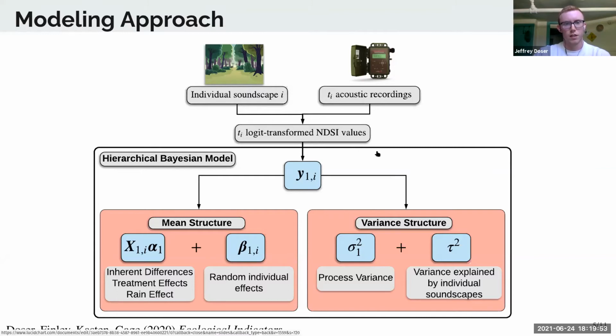And basically what our model turned out to be was a fairly standard linear mixed model where we have a mean structure. In particular, the mean structure is comprised of fixed effects, and then we have these random effects to account for the repeated measures aspect of the design. Then we have our variance structure that we're less interested in, but where we can parse apart the variance a little bit into a process variance, and then variance that's accounted for by these individual soundscapes. And so really where the complexities are mainly addressed is in how we incorporate these fixed effects into the model. And so by carefully designing how we do this, we're able to account for these inherent differences between control and treatment sites, the treatment effects, and then also account for rain.